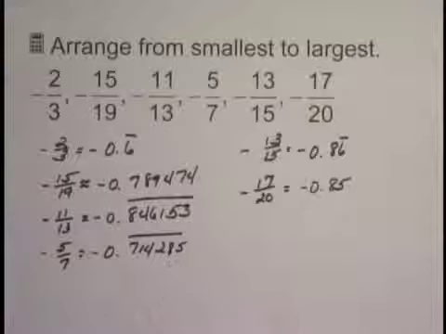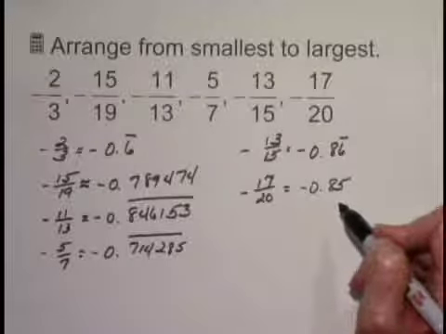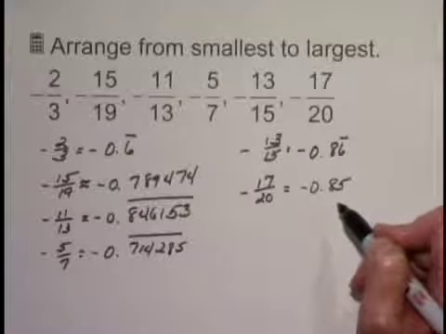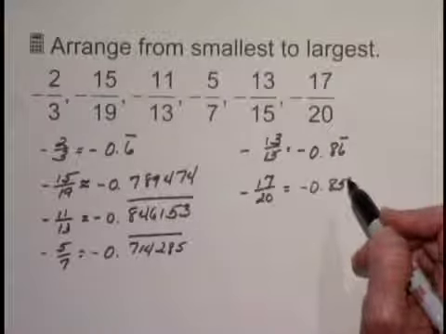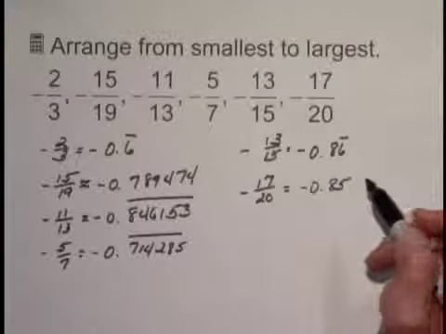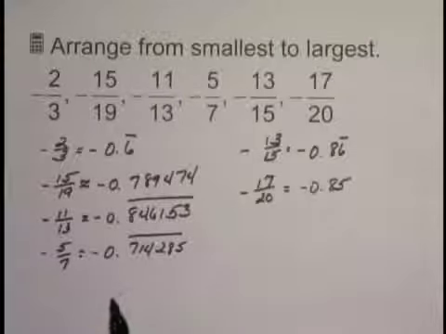So we have the decimal equivalents for these 6 fractions, and now let's just arrange them from smallest to largest. We know that when 2 negative decimals differ in place value, the one with the smaller number in it is the larger fraction, or the larger decimal quantity. So I'm going to go from smallest to largest, so I'm going to look for the largest number that I can after the decimal point first.